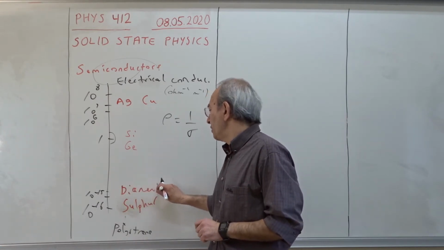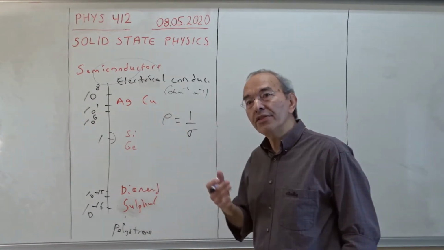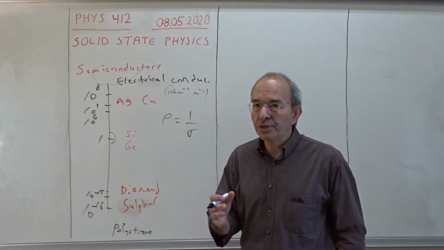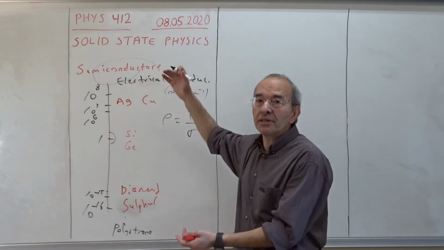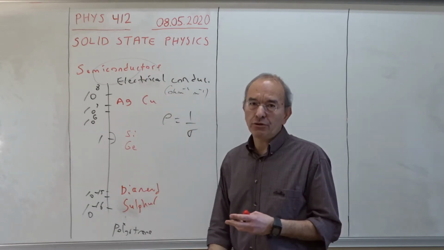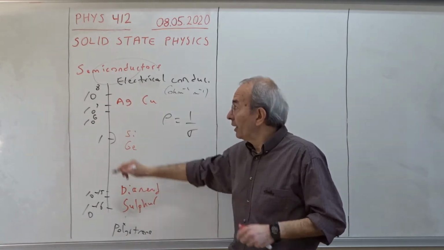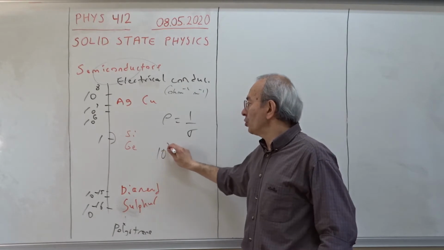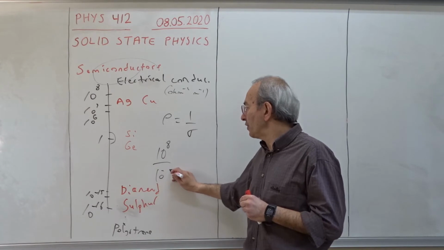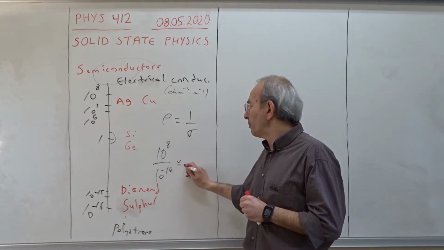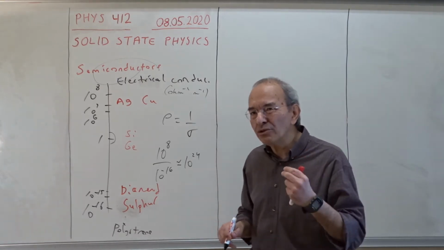Diamond is somewhere here. So this is an important scale in the sense that no other property of a material has such a wide, astronomically wide range of values between the best and the worst. For example, what is this ratio? 10 to the 8. So the ratio of the conductivity of the best conductor to that of the worst is approximately 10 to the 24. It is not 24 times, it is 10 to the 24 times.